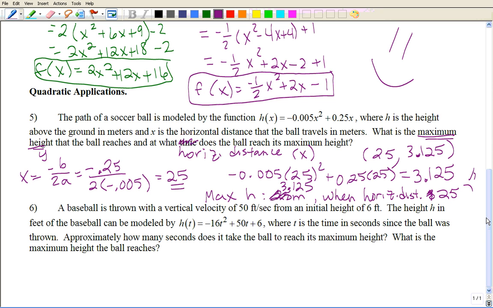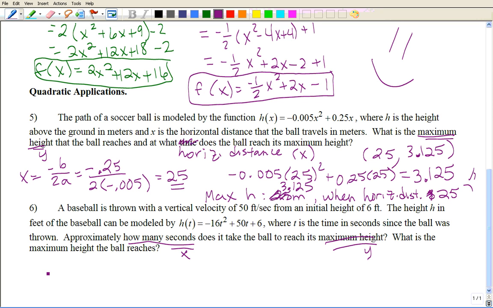A baseball is thrown with a vertical velocity of 50 feet per second and an initial height of 6 feet. Here's the equation for the height, where t, time, is in seconds. How many seconds does it take to reach the max height? So again, we're looking for that y value, and at how many seconds, that's the x value, or the time.